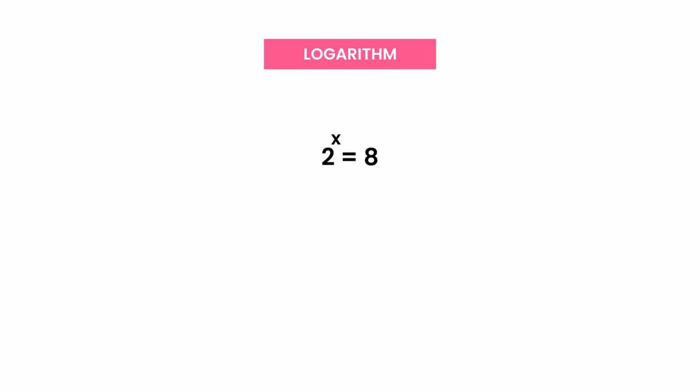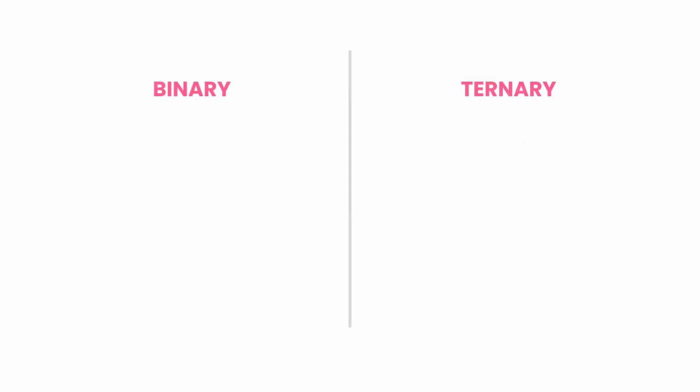Logarithm is a function that helps us find this power. So log base 2 of 8 equals 3. In other words, logarithm tells us to which power should we raise a number to get some other number. So log base 2 of 8 tells us to which power we should raise 2 to get 8. Now what about log base 3 of 8? It's like asking to which power should we raise 3 to get 8? The answer is 1.89.